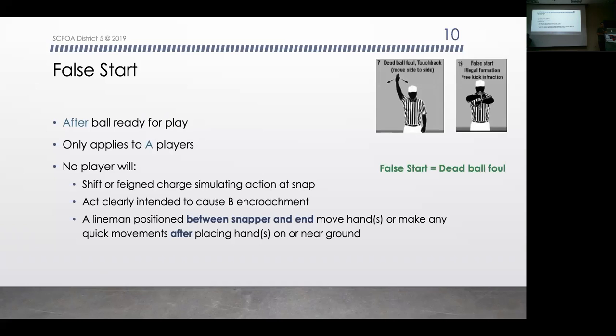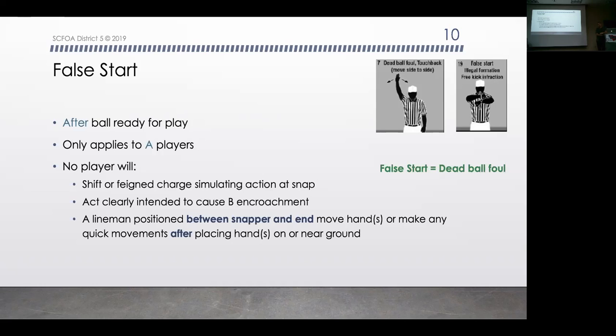So the end can take his hand off the ground and stand up and go in motion, but just do it very slowly. If a player is between the end and the snapper, he can't do that. If his hand's there or close to there, he cannot take his hand off the ground, nor can he flinch or do any sort of movements. The act is clearly intended to cause B to encroach. You know, we've all seen it.